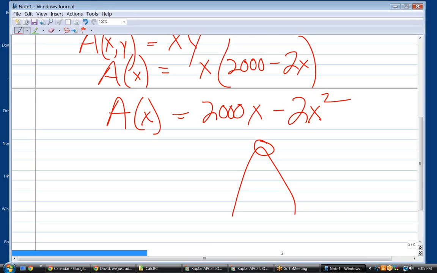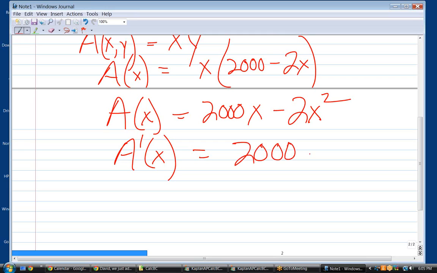So we can actually use algebra here. But we'll get progressively harder problems that will be cubics and quartics, in which case you can't use algebra and you have to use calculus. But let's use calculus here anyway. So the goal is we need to first take the first derivative. We need to find out what A prime of x is. What is that? Okay, 2,000 minus 4x.